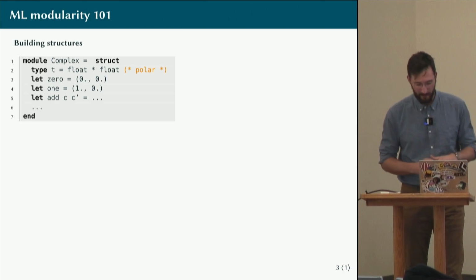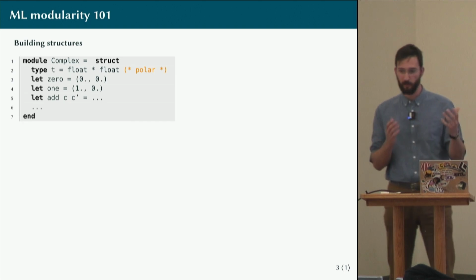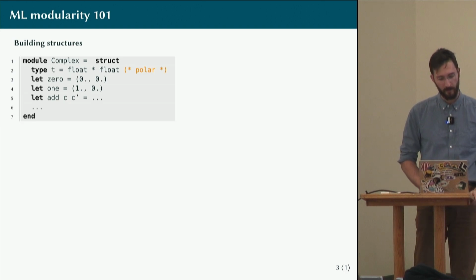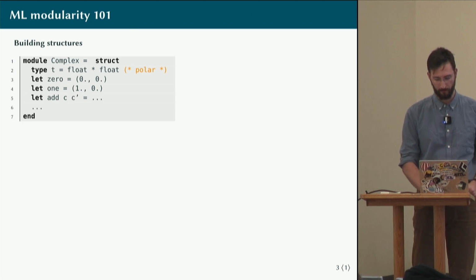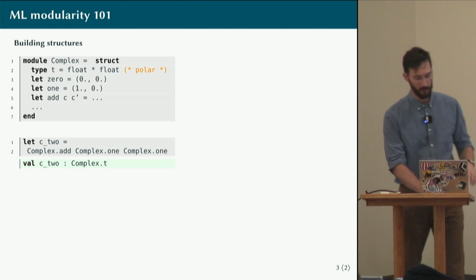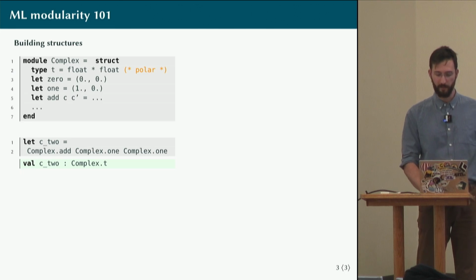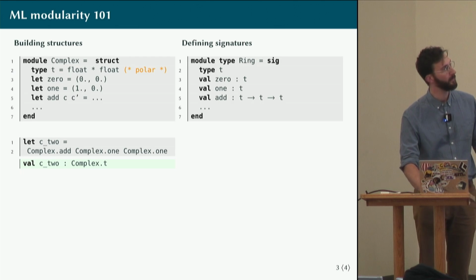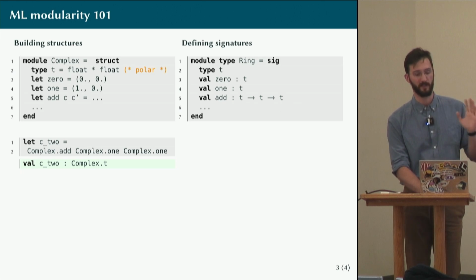Let's define a library that handles complex numbers as a pair of floating point numbers. So we can gather all the definitions of our library inside a structure that is defined with the keywords struct and end. And we can put inside this structure as many type definitions and value definitions as we want. Then we can access the content of a structure through this dot notation outside of the module. We can then define interfaces that are called signatures in the ML nomenclature. And here we can define the interface of a mathematical ring where the type definition is left abstract.